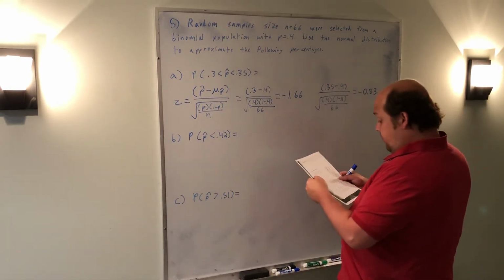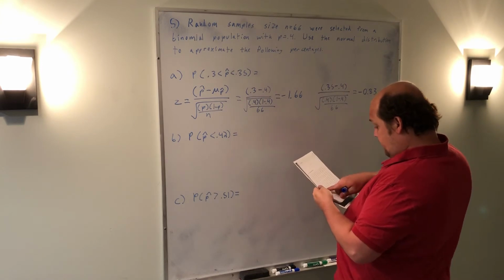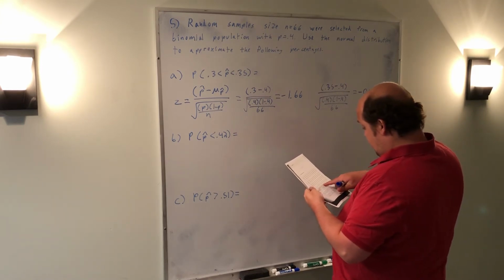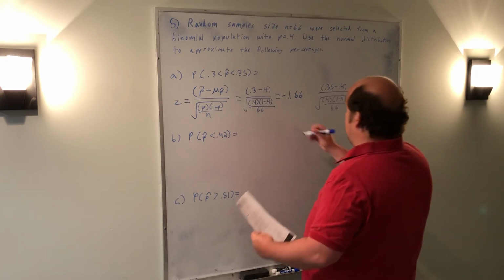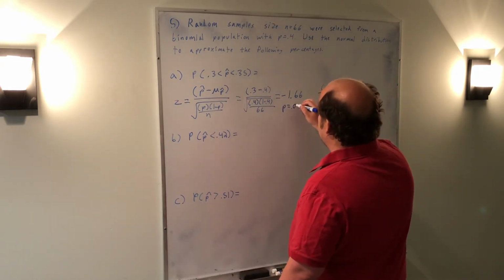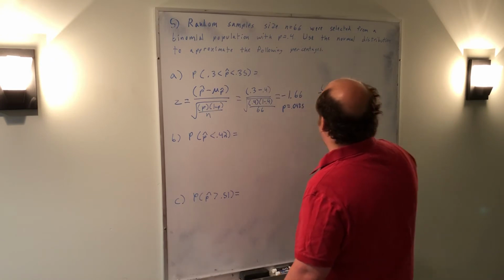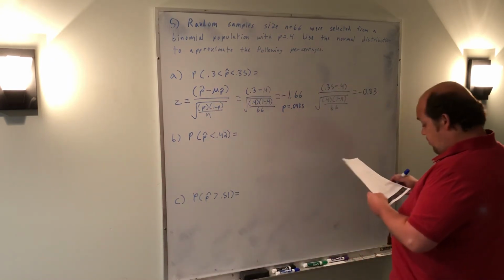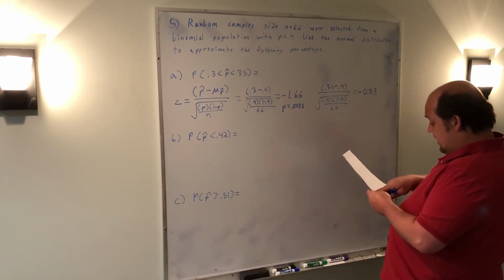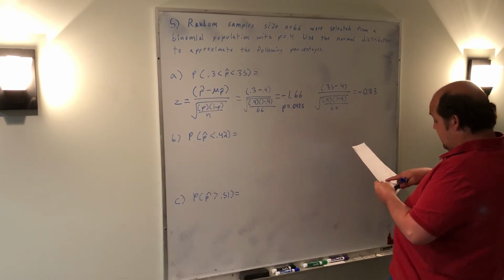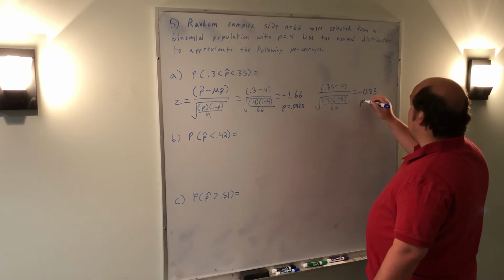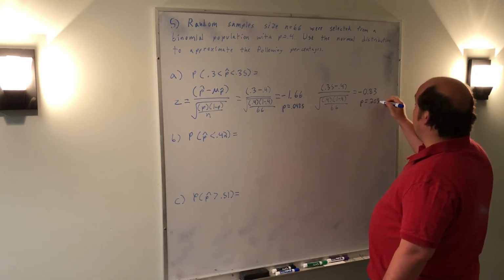For negative 1.66, it's negative 1.6 as a row over to the 0.06. I get 0.0485. P equals 0.0485. When I do it for negative 0.83, I go to the negative 0.8 row over to the 0.03, and I get 0.2033. P equals 0.2033.